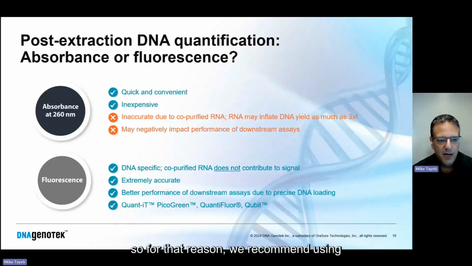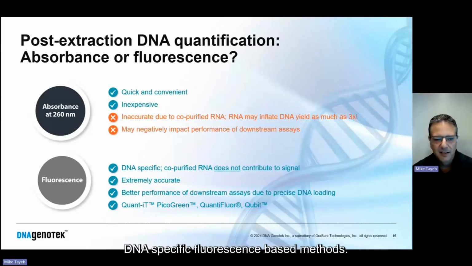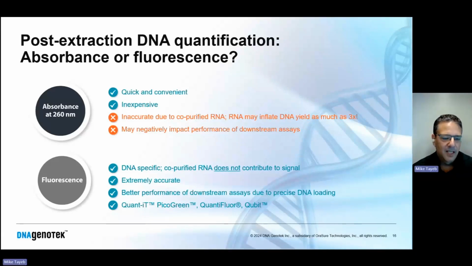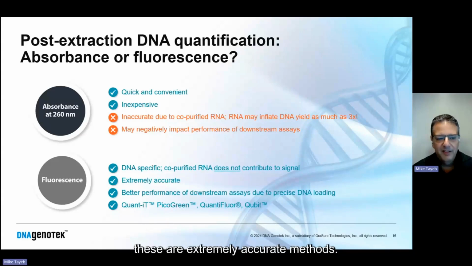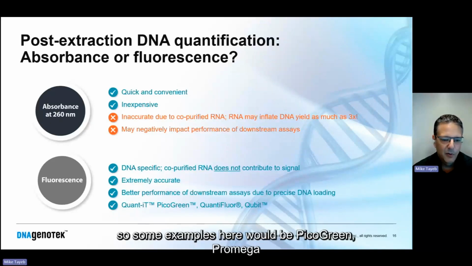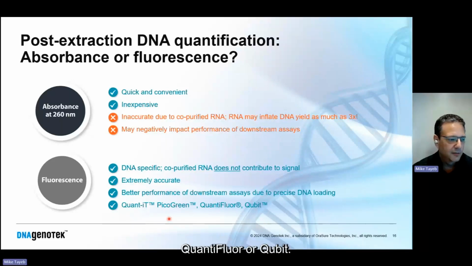So for that reason, we recommend using DNA-specific fluorescence-based methods. In these cases, any RNA present doesn't contribute to the quantification. These are extremely accurate methods, and they provide better performance of downstream assays due to precise DNA loading. So some examples here would be PicoGreen, Promega QuantiFluor, or Qubit.